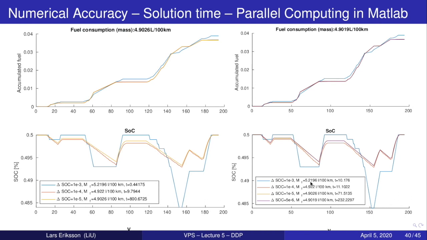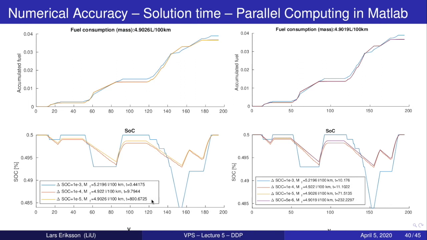This is the same thing, but where we have used parallel computing, so we have distributed the task of solving the problem to different cores. And the interesting thing here is that for the first two, where the problem is fairly simple to solve, the overhead of having to send information between the cores in the computer doesn't give any benefit, while this one that was 800 worked quite nicely, so we end up with 71 seconds instead of 800 seconds, and this one takes 232 seconds in this case.